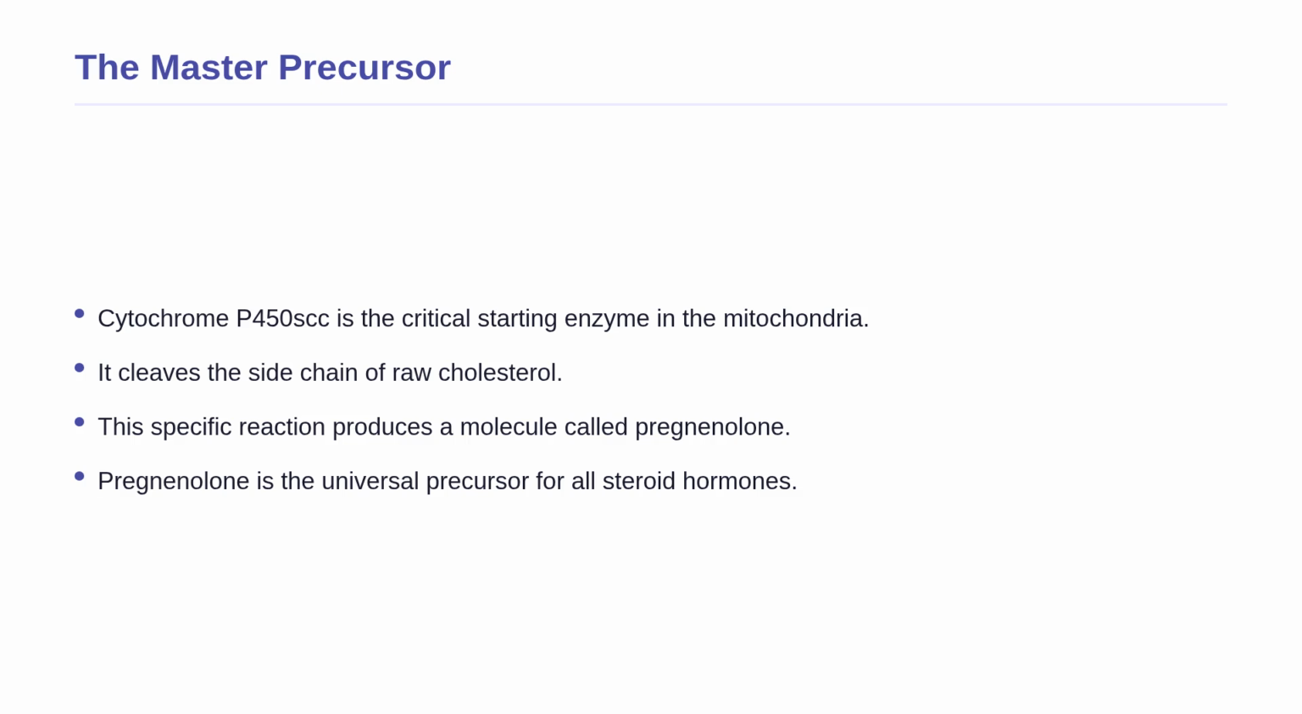You can think of pregnenolone as the master starting point, or the universal precursor for all other steroid hormones in the body. Whether the cell eventually makes a stress hormone or a sex steroid, it absolutely must pass through this pregnenolone checkpoint first.